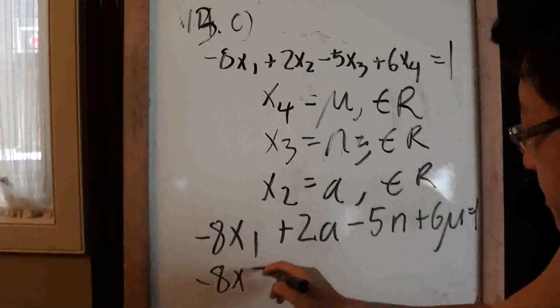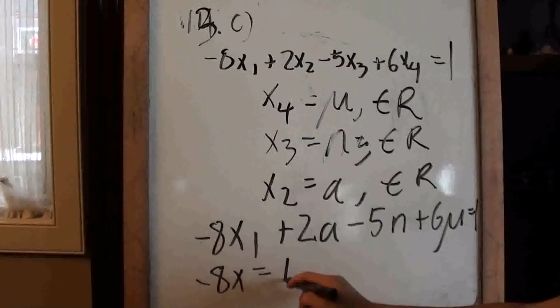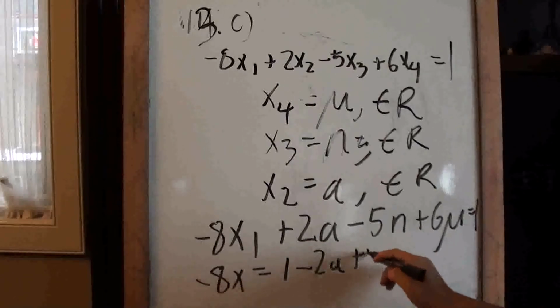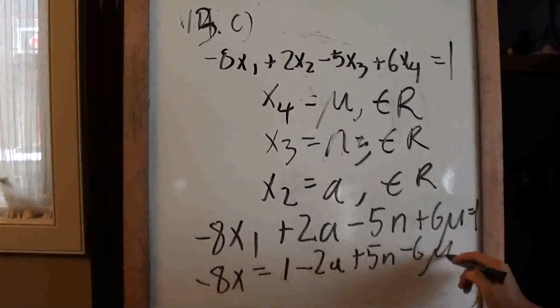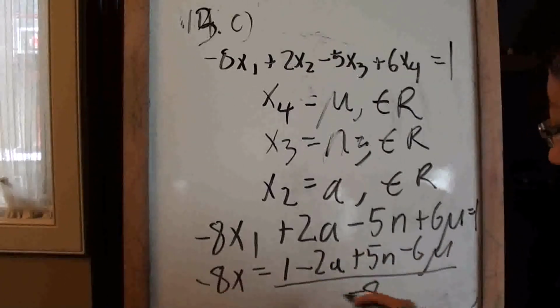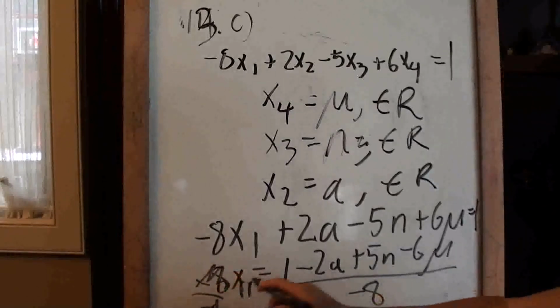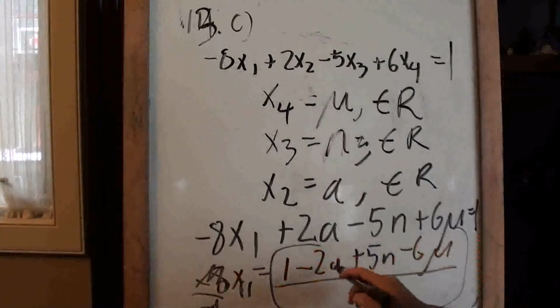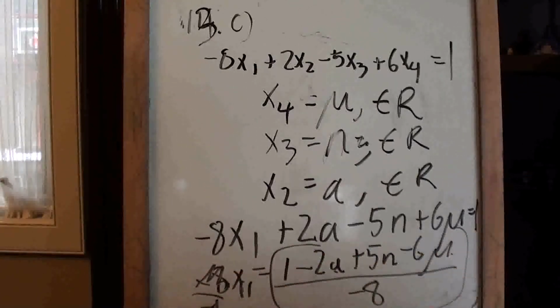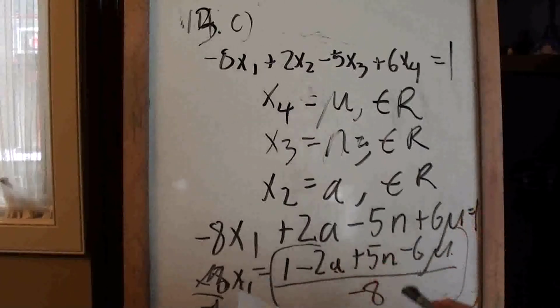Let's isolate for x1. I'm going to move everything to the right, so it's going to be 1 minus 2a plus 5n minus 6u. Divide the whole thing by negative 8. No way I'm simplifying this. So x1 is going to equal all this, where a, n, and u are all parameters, so they could be any numbers you want. If someone asks, this will be infinite solutions, but this is what we do for a parametric equation. That's what it's called.